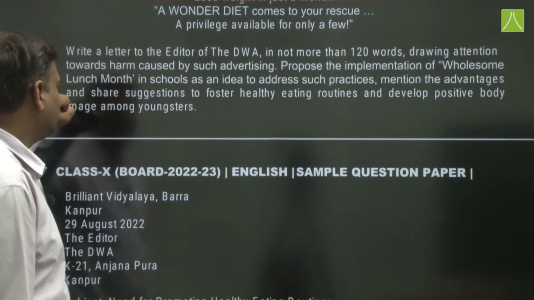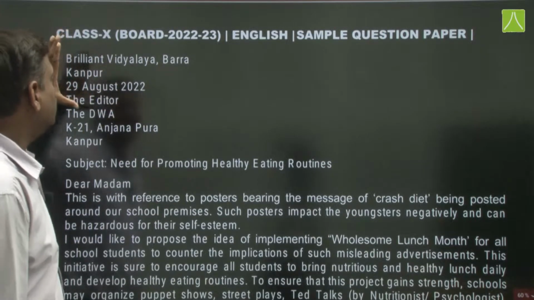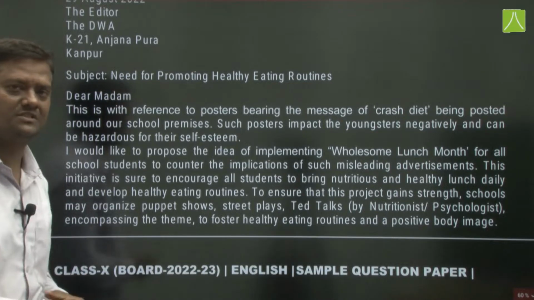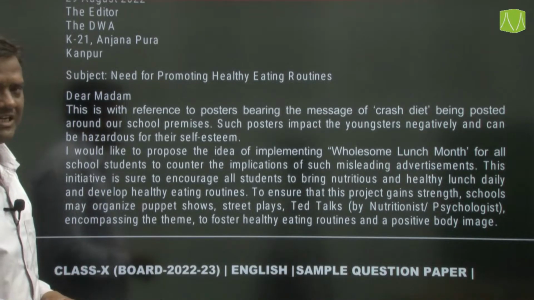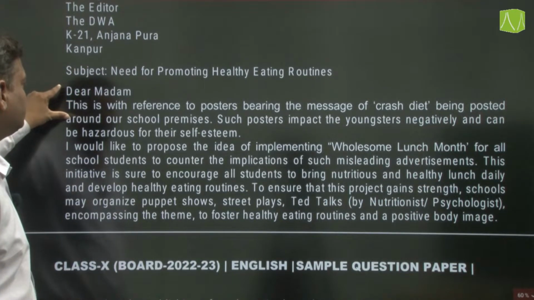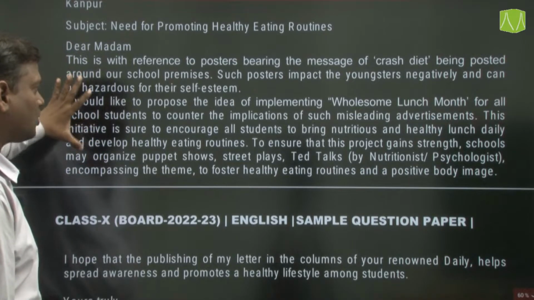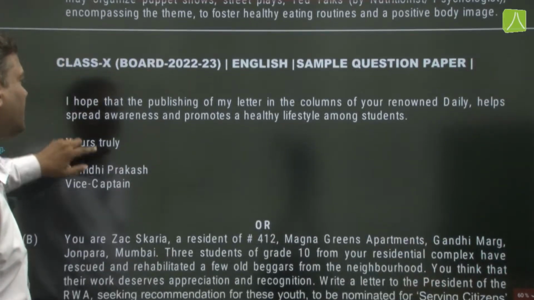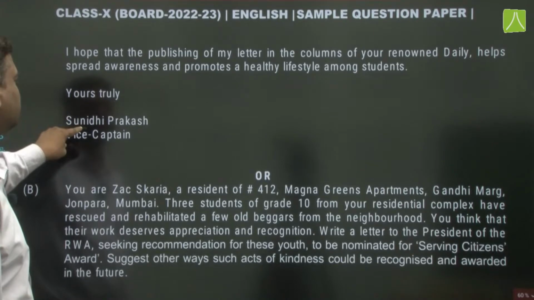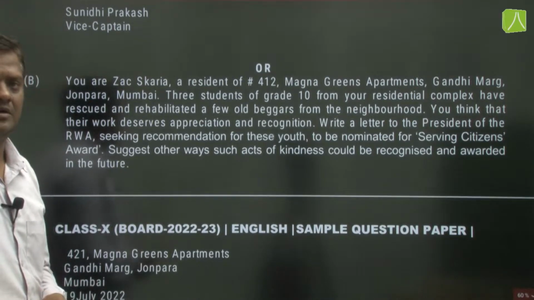It's a complaint letter, so here is the answer: you write the sender's details, then the date, then the receiver's details including designation, organization name, city, then the subject, then you add the salutation, dear sir or dear madam, then this is called the body of the letter. And after all you write the subscription, yours truly, and the sender's name. Or you can attempt question B.